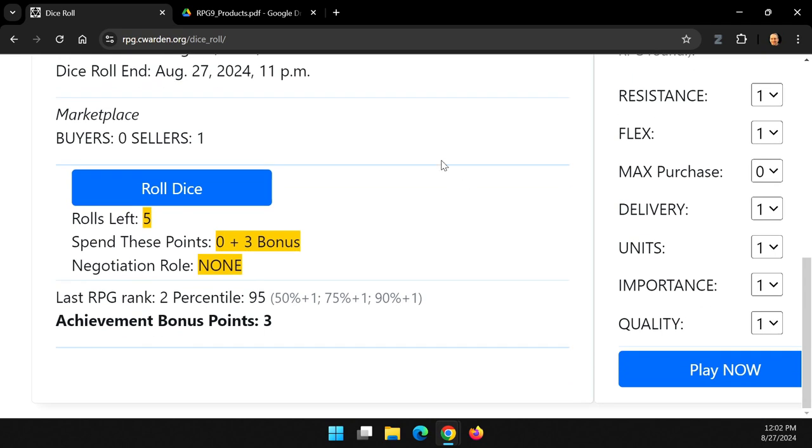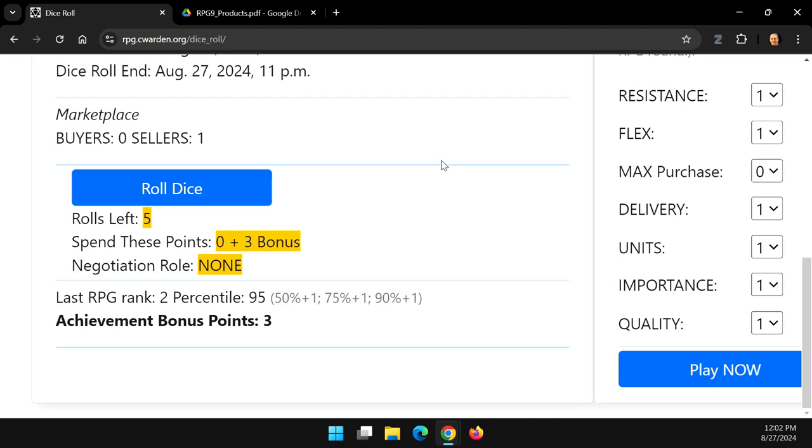We can see that so far in this game, we have some buyers and sellers. This tells us the marketplace of buyers and sellers. Remember, this class is negotiation, so you're either going to be a buyer or a seller. Your company could be either one. And then down here is the most important part to begin, the button to roll the dice.